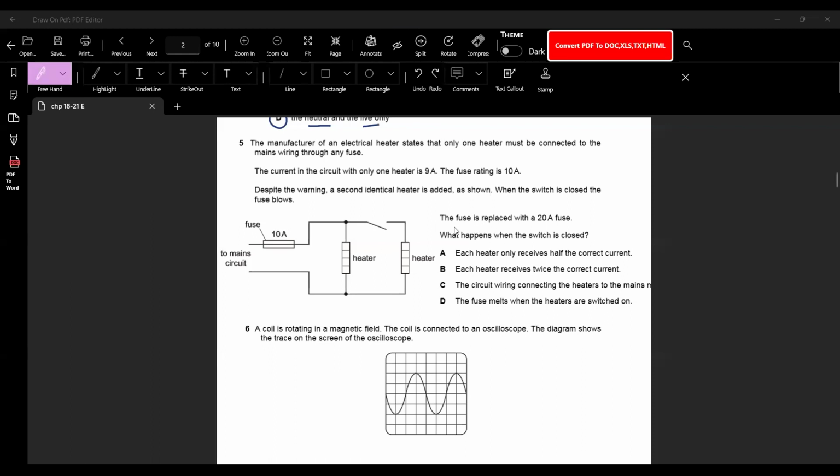The physics presented: what happens when the switch is closed. Each heater will only receive half the correct current. Okay. Each heater receives twice the correct current. No, that's obviously no. What was option C? The heater wiring connecting the heater to the mains may overheat. Okay. The circuit with only one heater is 9 ampere. They must be connected to mains through any fuse.